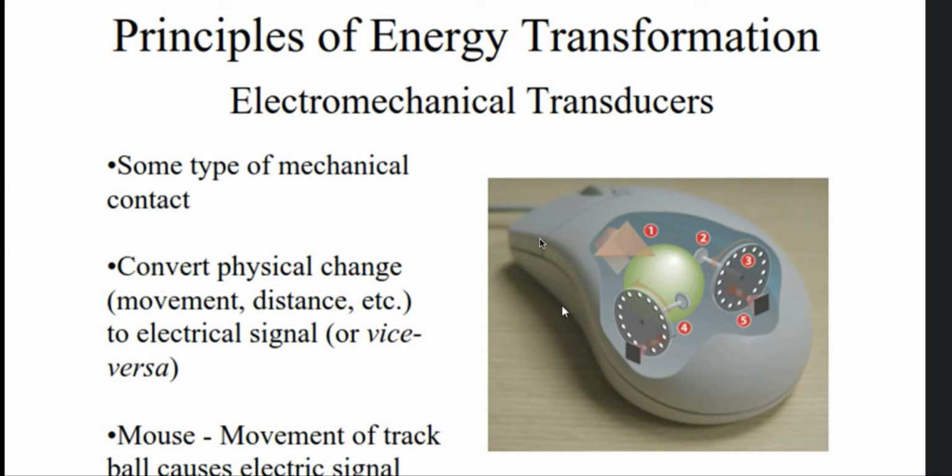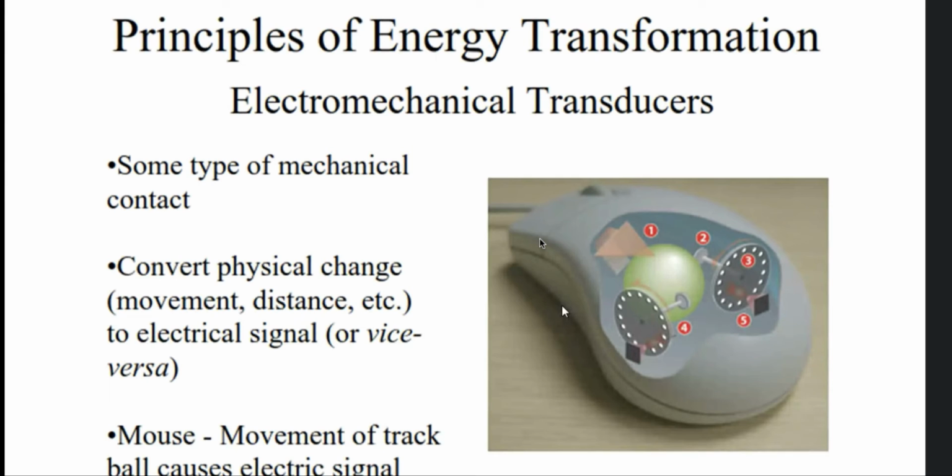Next, principle of energy transformation. The first one is electromechanical transducers, which involve some type of mechanical contact. The next point is converting a physical change, which means movement or distance, to an electrical signal or vice versa. So what electromechanical transducers do is convert a physical change, movement or distance, to an electrical signal.